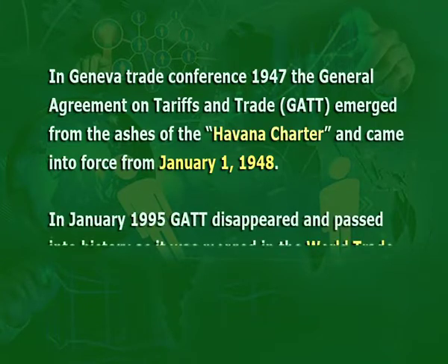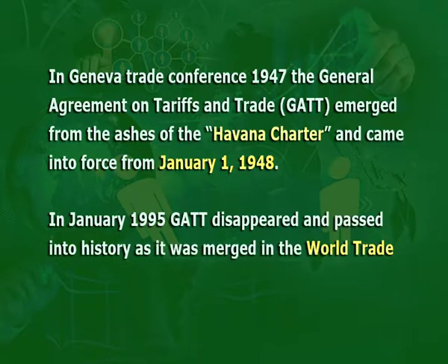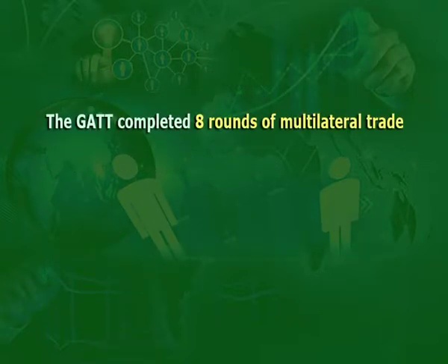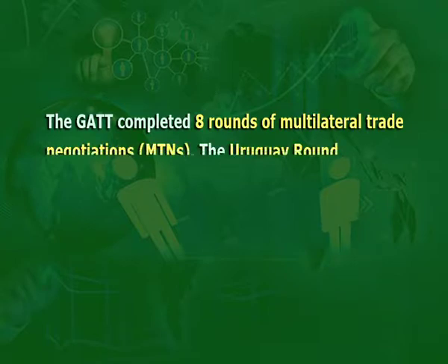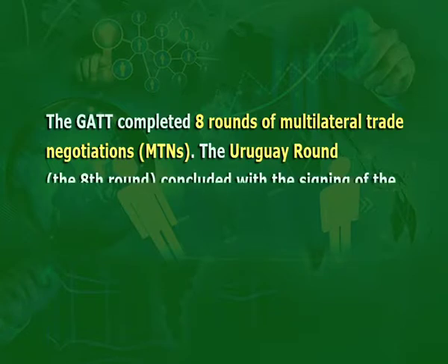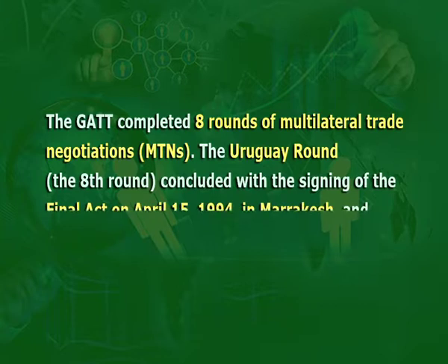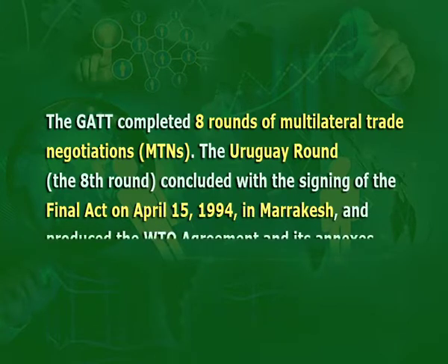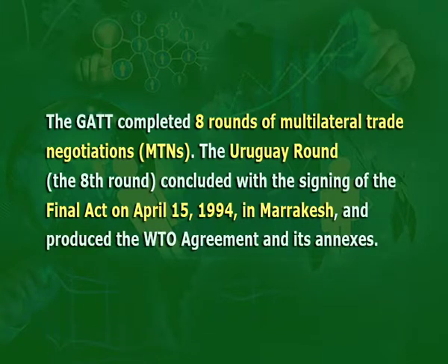In January 1995, GATT disappeared and passed into history as it was merged into the World Trade Organization, WTO. The GATT completed 8 rounds of multilateral trade negotiations, known as MTNs. The Uruguay Round, the 8th round, concluded with the signing of the final act on April 15, 1994 in Marrakesh and produced the WTO agreement and its annexes.